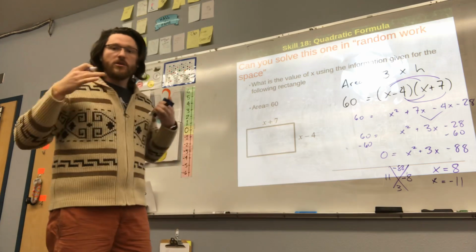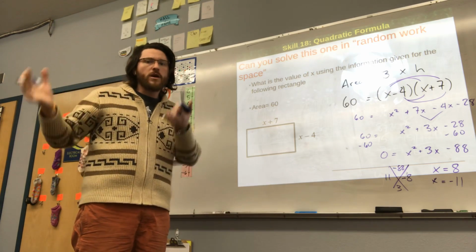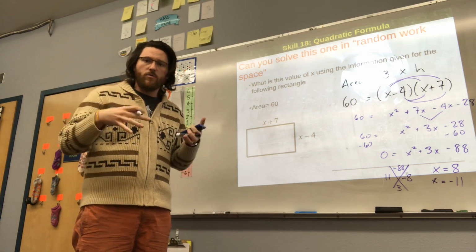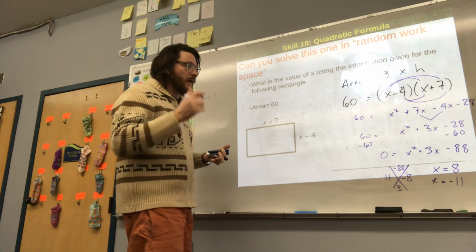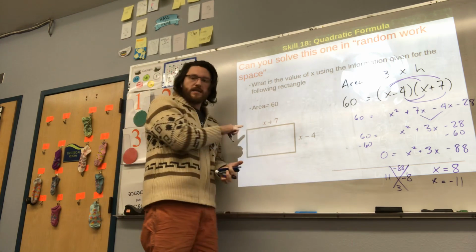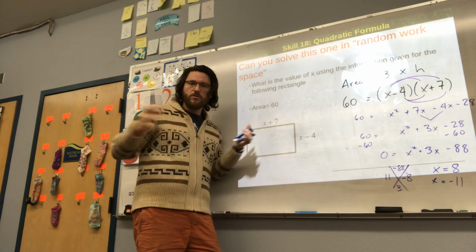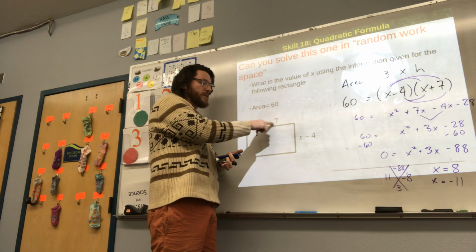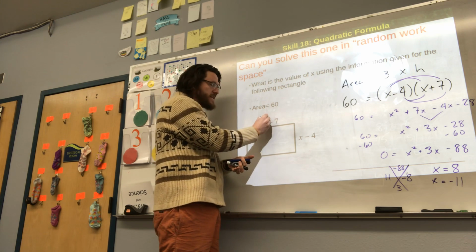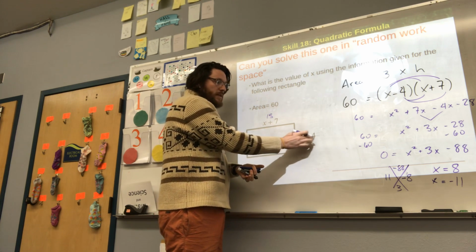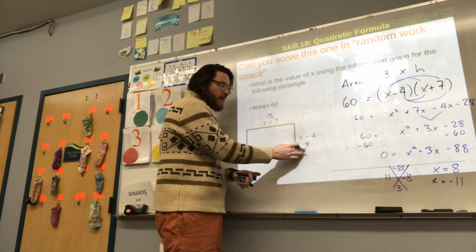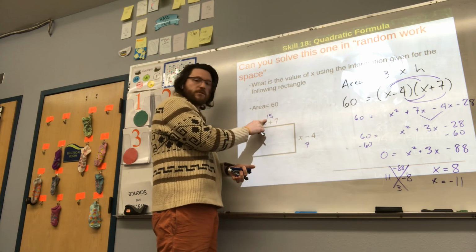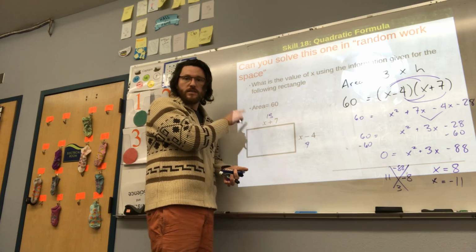Okay. And in terms of this problem, since we're kind of going away from the abstract and into where we can use this, negative 11 doesn't really make sense as a distance, right? We don't usually measure things in negatives, but 8 does, right? If we say 8 plus 7, okay, this side is 15 then, and 8 minus 4, this side is 4, right? We can double check: 4 times 15 will give us 60, okay?